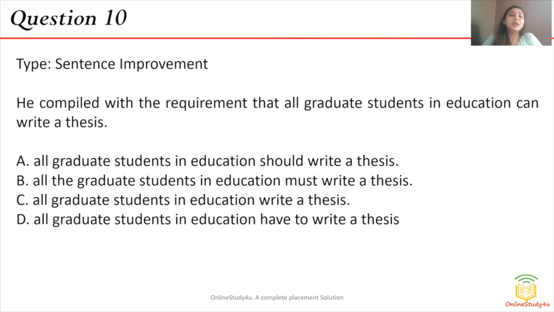Sentence improvement. Okay. So again, you have a certain sentence and a certain part has been underlined. We need to find out which is the best fit or which is the correct answer. He compiled with the requirement that all the students in education can write a thesis. I think it should be complied instead of compiled. I apologize for that. So he complied with the requirement that all graduate students in education can write a thesis.